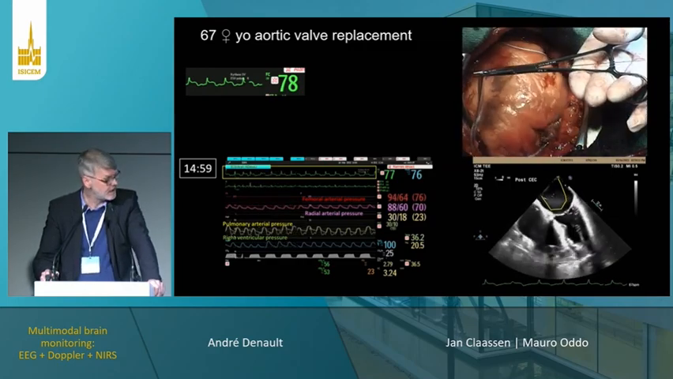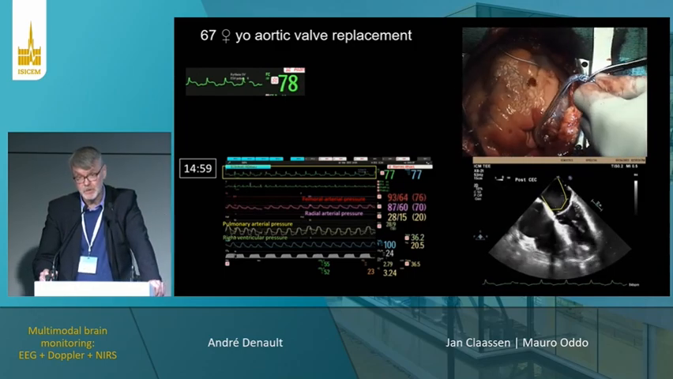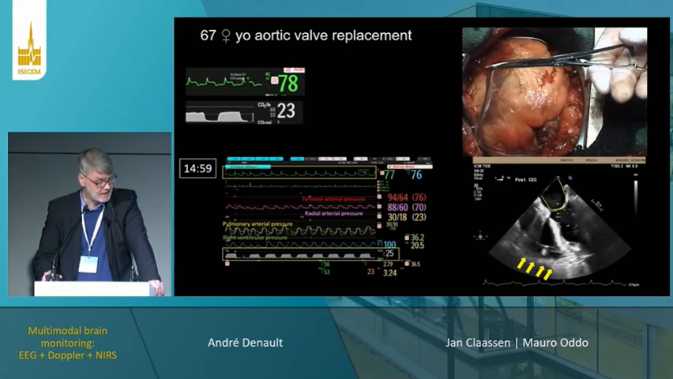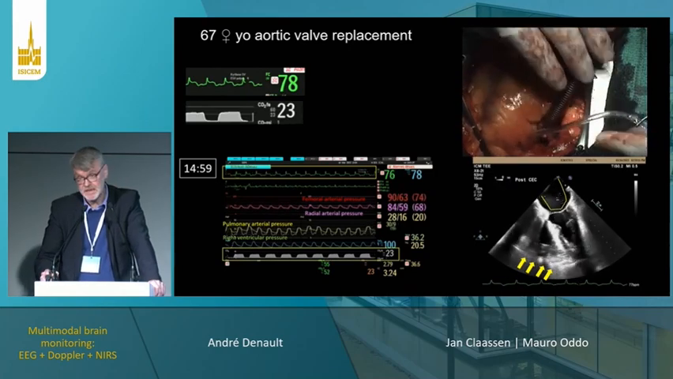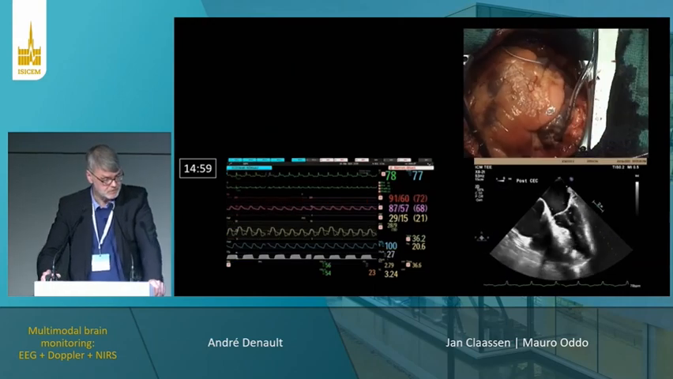And the reason you have ischemia is that, in the left and the right lower corner, you see there's air, and the air goes in the right coronary artery. So this patient has RV dysfunction. The end-tidal CO2 is 23, and the brain saturation is 55, 52.